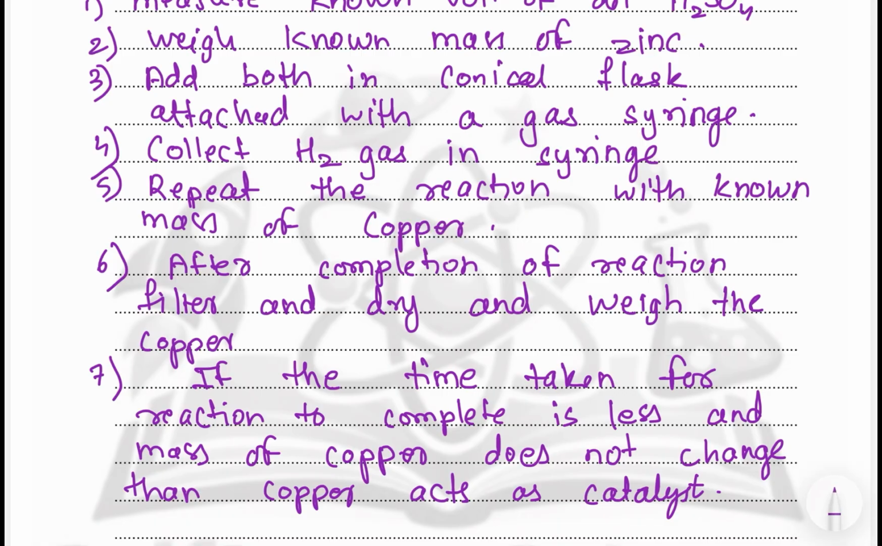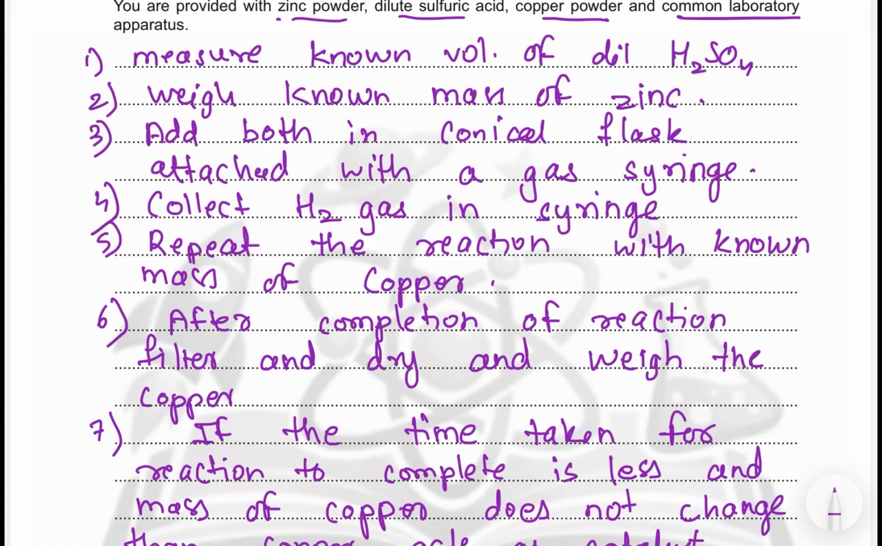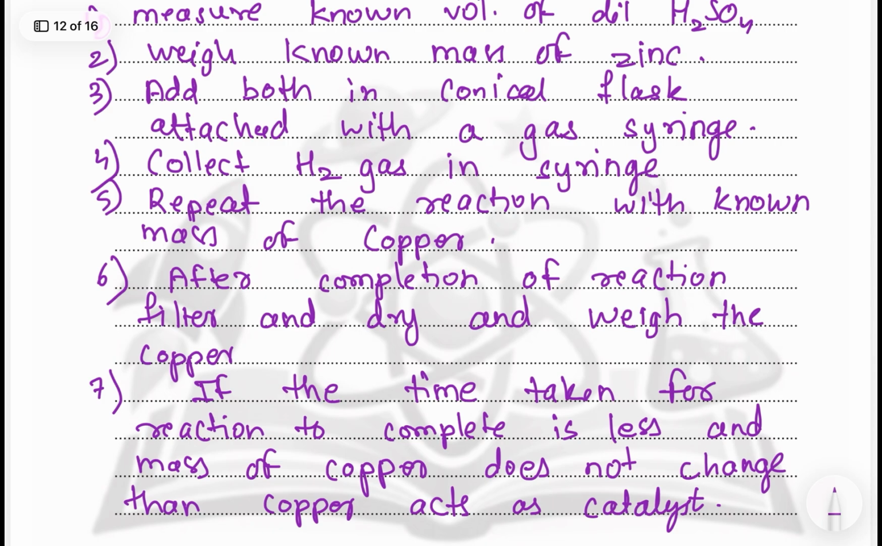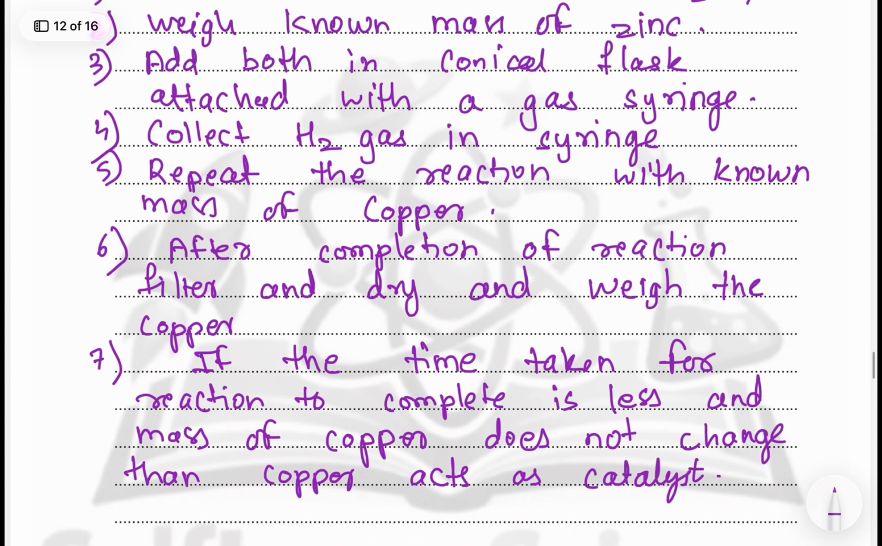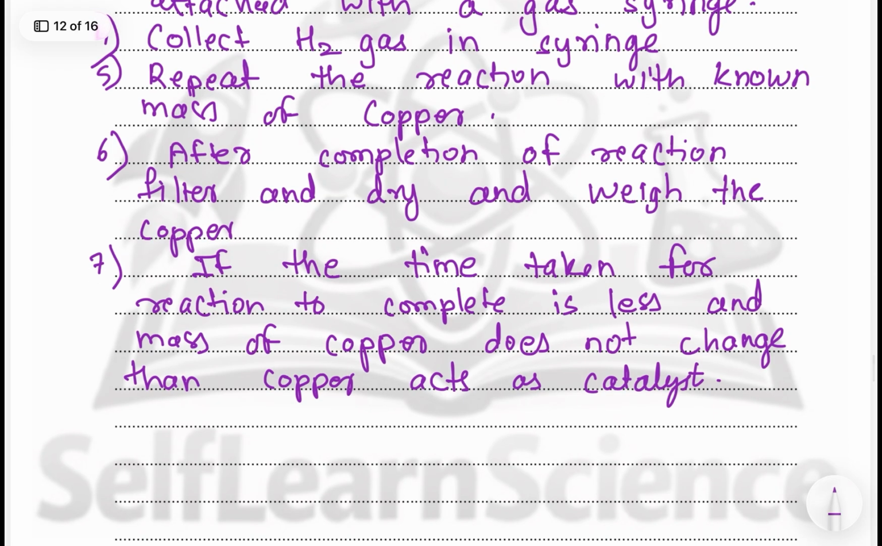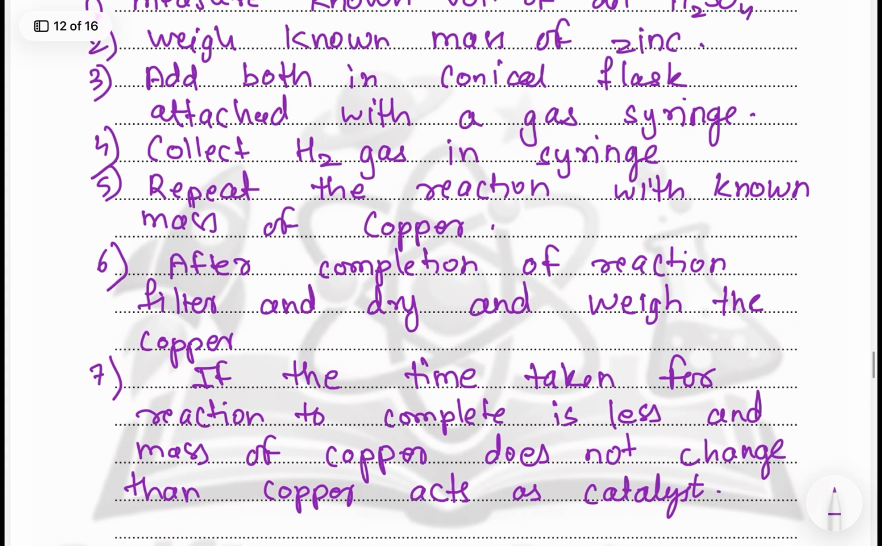So while writing a plan and investigation, you need to write down any measurements if required, and any suitable apparatus where you need to perform the experiment. Like here I have mentioned a conical flask where the reaction needs to be performed, and a gas syringe where the gas needs to be collected. And finally, the conclusion: how the method which I have written is going to help me identify whether copper is acting as a catalyst or not. Hope you have understood whatever we have solved in this paper.